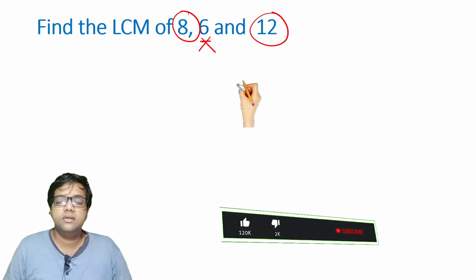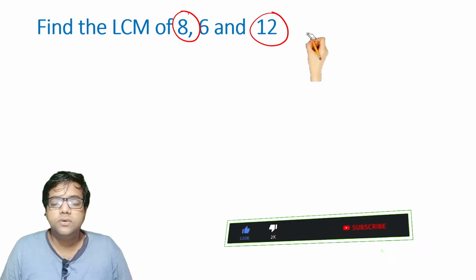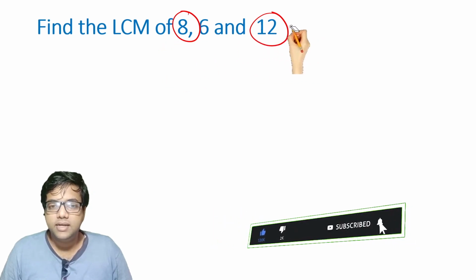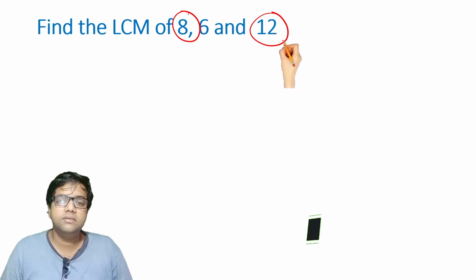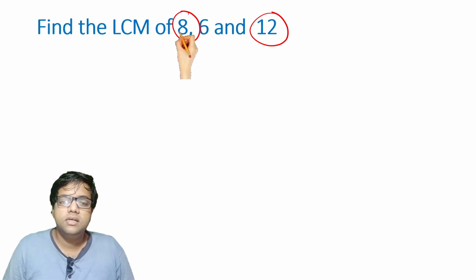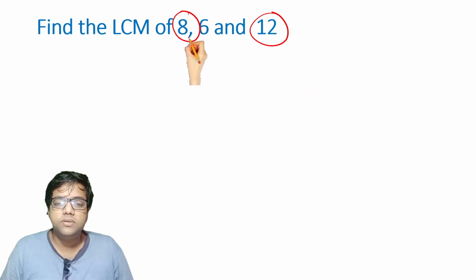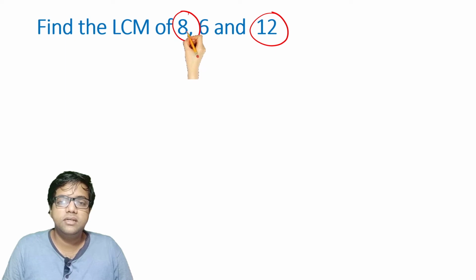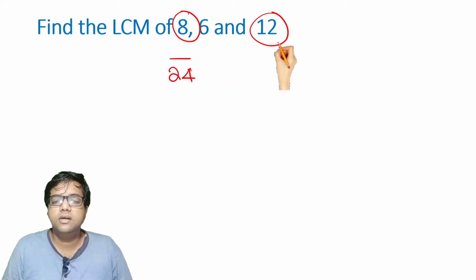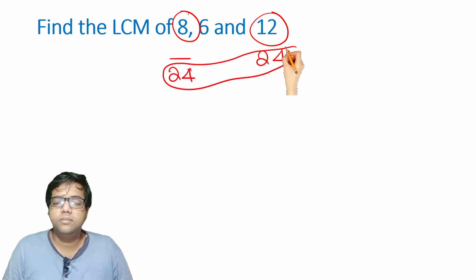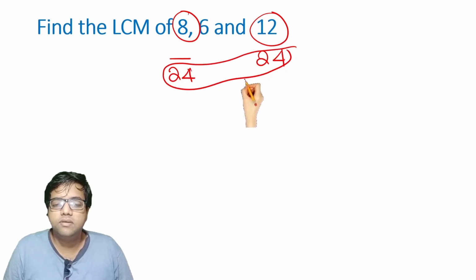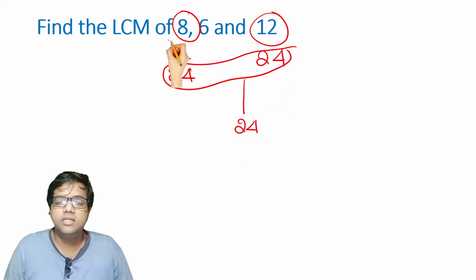So the larger numbers are 8 and 12. What number do you get? 8 2s are 16, 8 3s are 24. 12 2s is 24 here. Therefore, 24 is going to be the LCM of both 8 and 12, right?